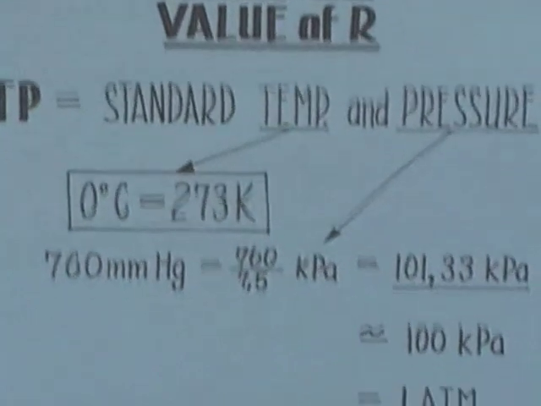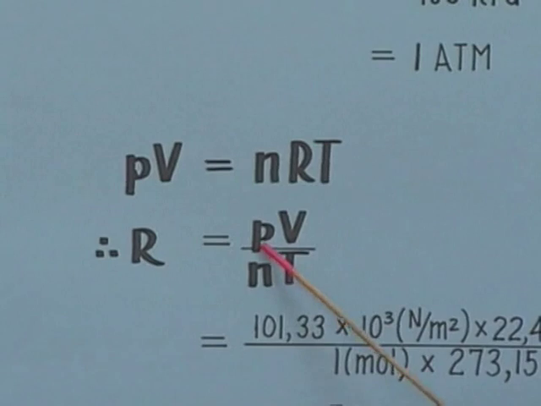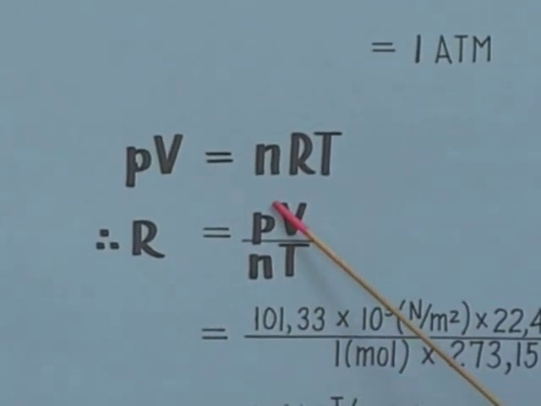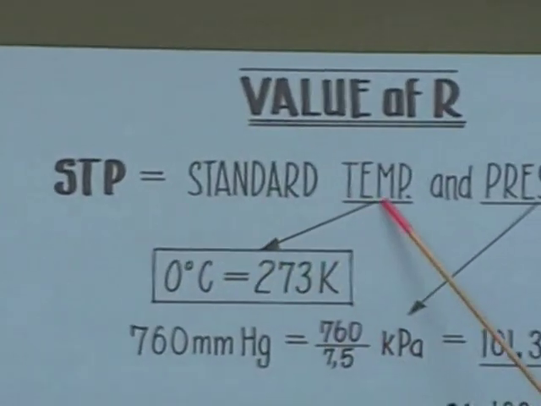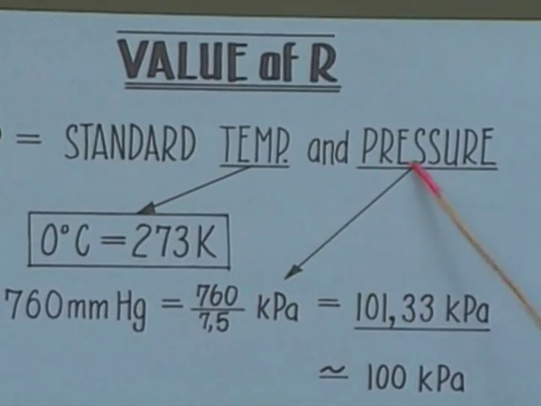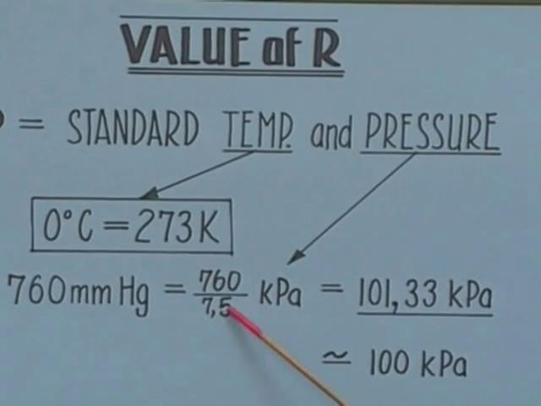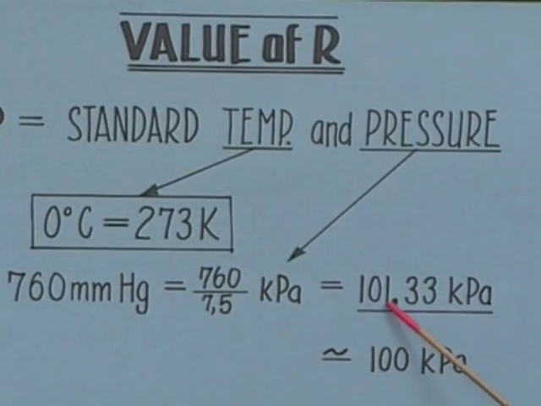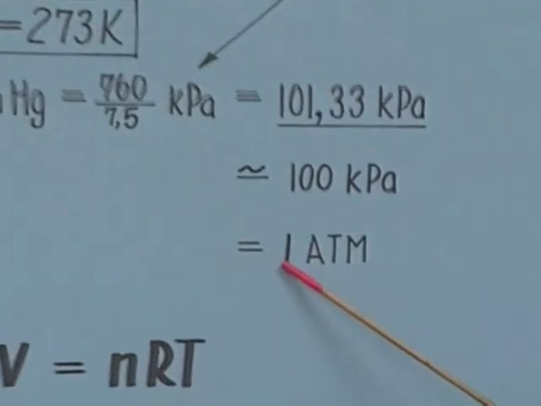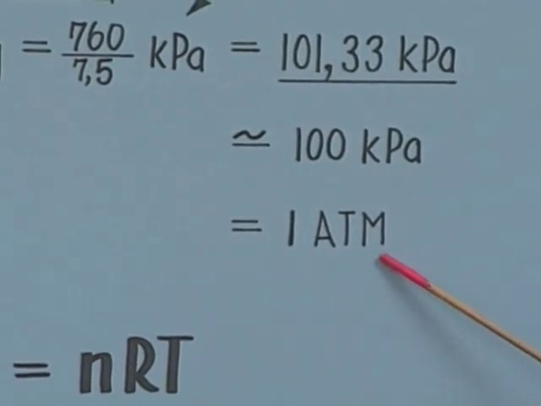By using our ideal gas equation, PV is nRT, changing the subject of the formula, we find R is PV over nT. But we know that 1 mole of any gas at STP, which means standard temperature of 0 degrees Celsius or 273 Kelvin, and standard pressure, which is 760 millimeters mercury, or dividing by 7,5, I get 101,33 kilopascals, or roughly 100 kilopascals, also called 1 atmosphere, will always occupy 22,4 cubic decimeters.